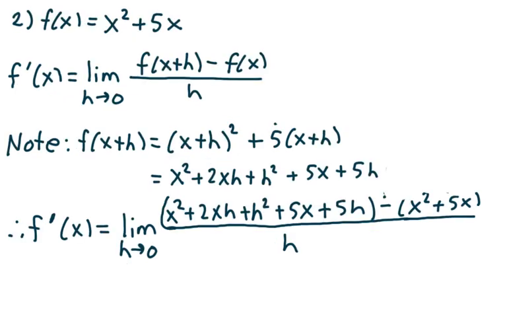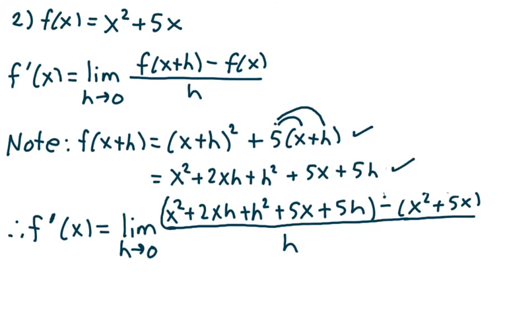Example 2. Suppose we're given f of x is equal to x squared plus 5x. f prime of x is the limit as h goes to 0 of f of x plus h minus f of x all divided by h. And I want to get a handle on f of x plus h. f of x plus h is equal to x plus h raised to the second plus 5 times the quantity x plus h. So this is x squared plus 2xh plus h squared plus 5x plus 5h right here.